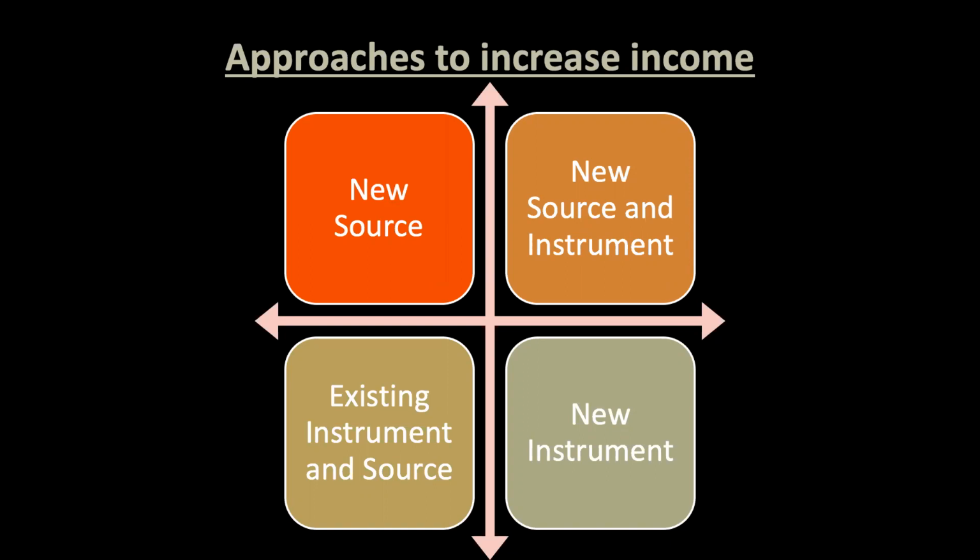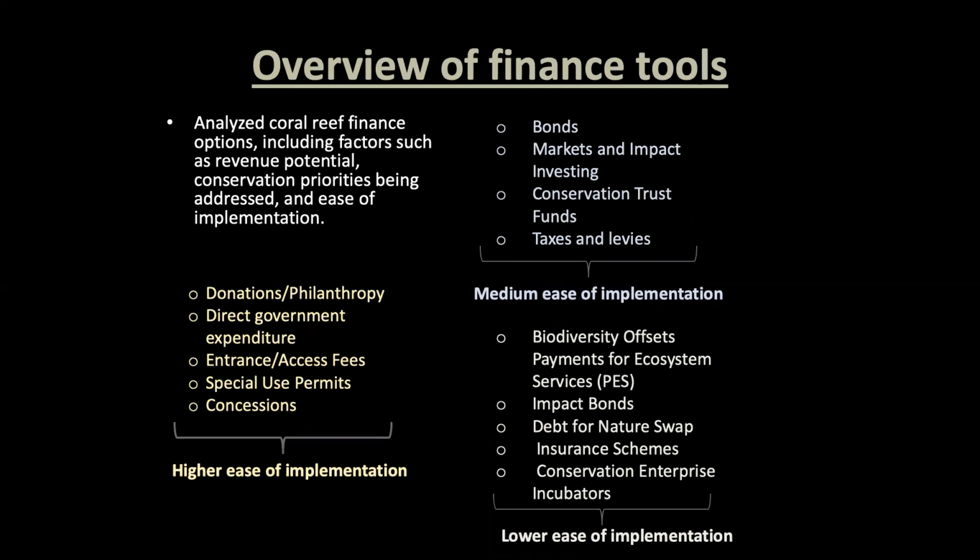On the bottom right is a new instrument. So if you come up with something that you're going to add to your arsenal of finance tools, oftentimes it's more challenging. It requires different capacity, and so that's a little bit harder. And then in the top right, both a new source and new instrument. This is much more challenging than people realize. A lot of these finance tools are complex, and they could increase your revenue significantly, but it's important to understand what capacity is needed to achieve both a new source and new instrument at the same time. So on that note, I'm going to pass it over to the more detailed discussions of the different finance tools.